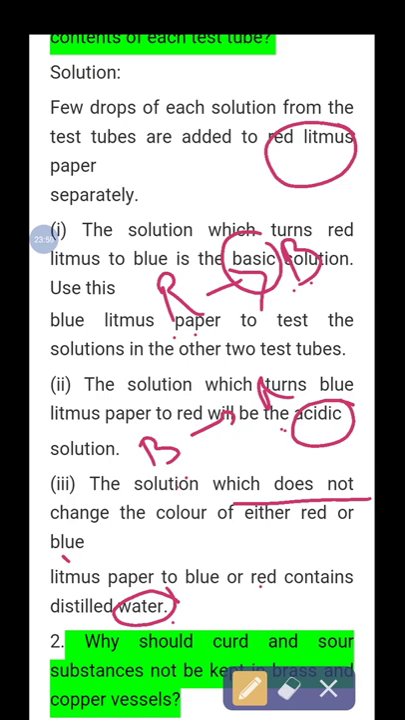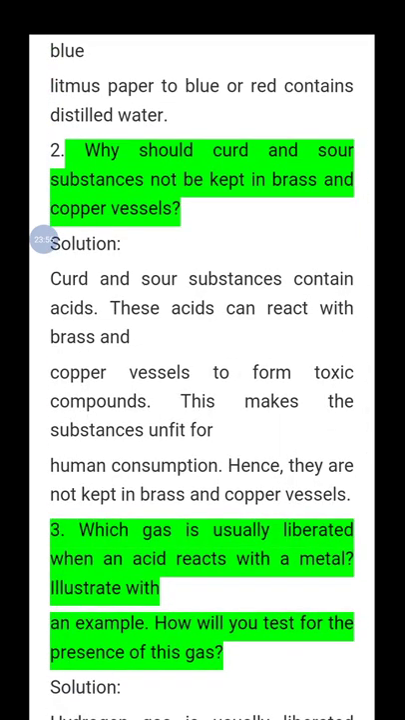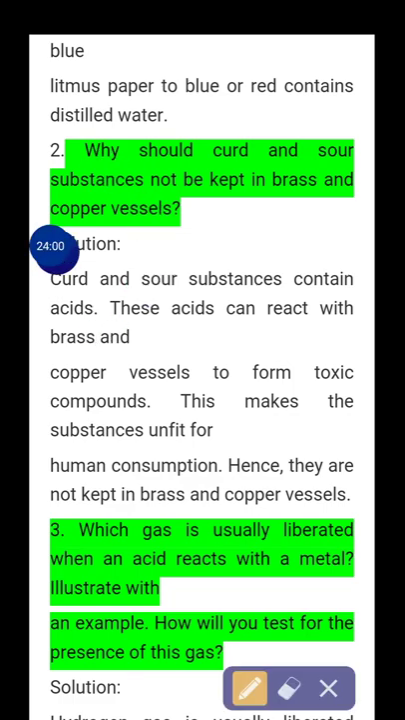Blue to red, that is acidic, and no color change, that is water. The next one: why should curd and sour substances not be kept in brass and copper vessels? Okay, we generally don't keep our curd and sour items in brass and copper vessels.